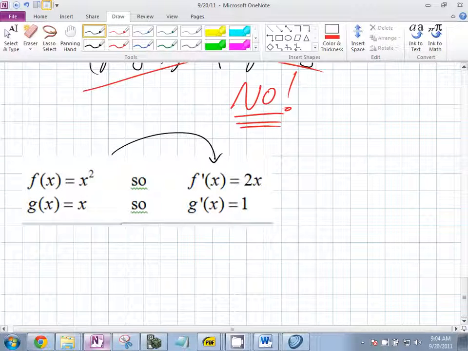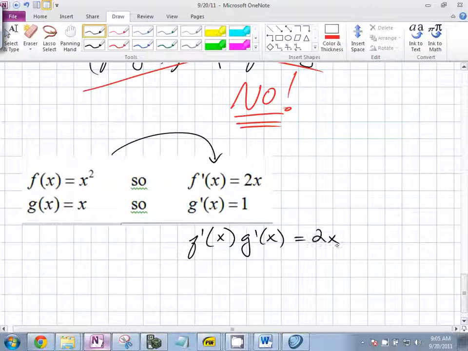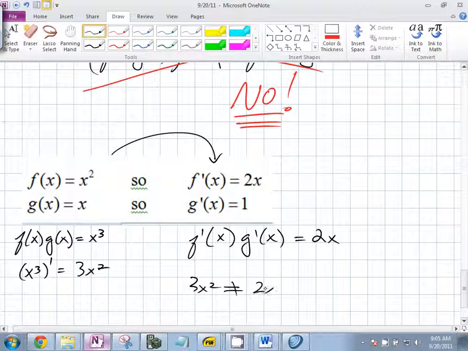What does that mean? What is f prime of x times g prime of x going to be? 2x. What is f of x times g of x equal to? x cubed. What is the derivative of x cubed? So what did we just show? 3x squared does not equal 2x. So there's one straightforward example for you. Can you just do that? No.